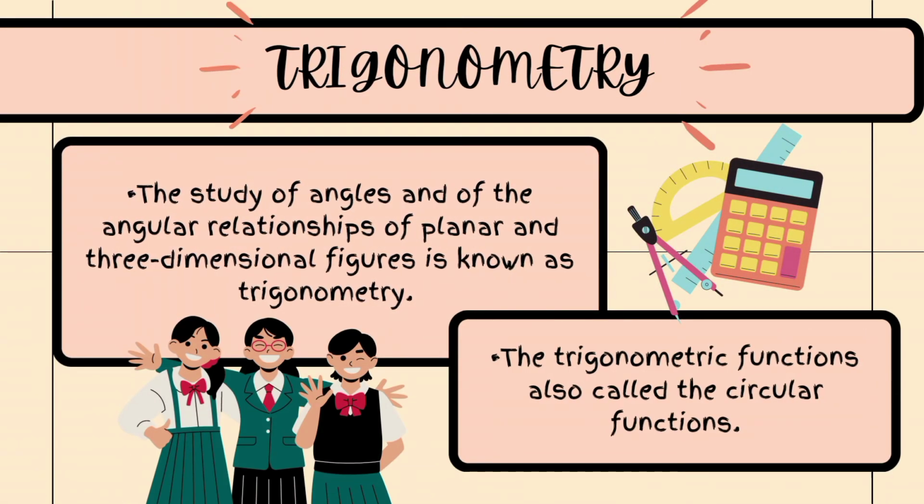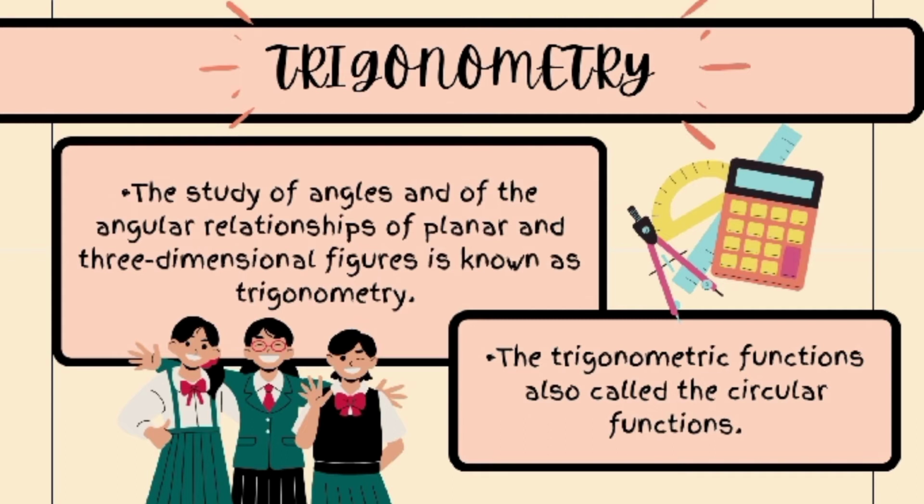It is reported that he used them in his two solutions to the problem of doubling the cube. For the second quarter of our first semester, we tackled trigonometry, the unit circle, right triangle, and applications involving right triangle. And first, let's talk about trigonometry. The study of angles and the angular relationships of planar and three-dimensional figures is known as trigonometry. The trigonometric functions are also called the circular functions. And trigonometry is a system that helps us to work out missing or unknown side lengths or angles in a triangle.